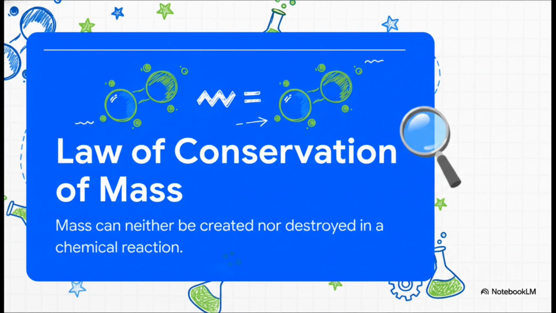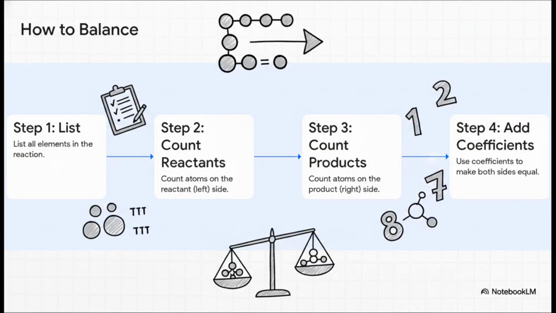What this means is the number of atoms of each element you start with on the reactant side has to be exactly the same as the number of atoms you end up with on the product side. That's the entire reason we balance equations, to prove this law is true. And the method is super easy.